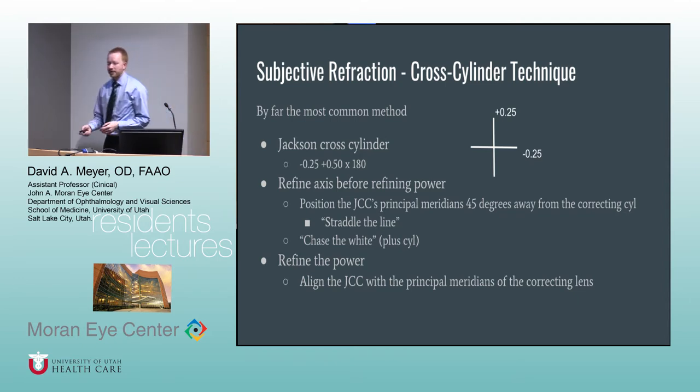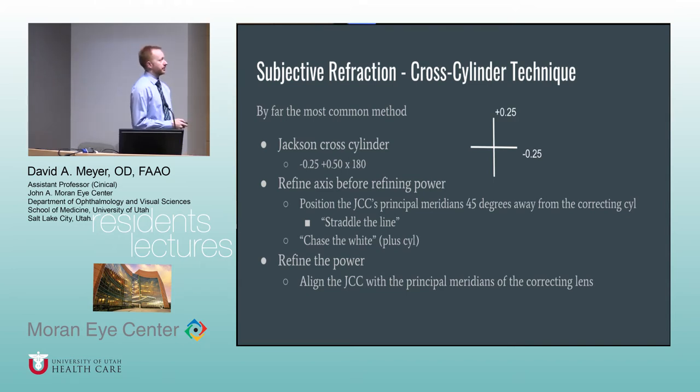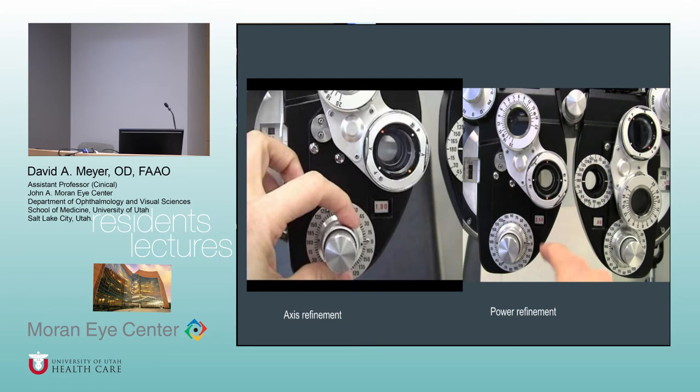When you're doing subjective refraction, you want to start by refining the axis before you refine the power. So you want to find what the axis of the prescription is before you figure out the power, in most cases. You position the JCC's principal meridians 45 degrees away from the correcting cylinder axis. It's called straddling the line. So you suspect that their astigmatism is around this 180 ballpark, and you want to figure out the axis first. You make it so the white dot and red dot are right in between the axis at 180, and it locks into that little position.